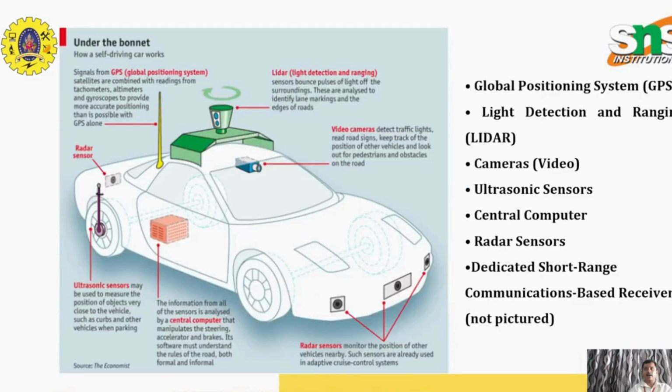And this is the slide which represents the number of sensors used in the autonomous vehicle. Radar, LiDAR, GPS, ultrasonic sensor, central computer, video cameras, dedicated short range communication receivers, light detection and ranging, LiDAR, global positioning system. So these are the things that are basically in the vehicle for making it an autonomous vehicle. So let us see the function of each system in the upcoming slides.